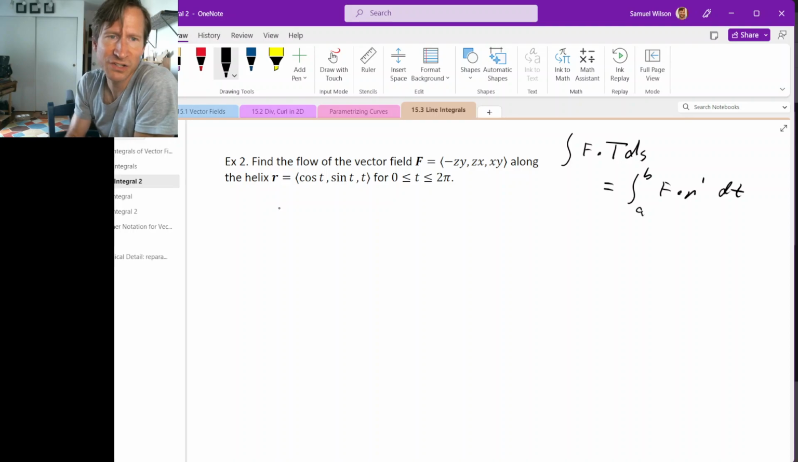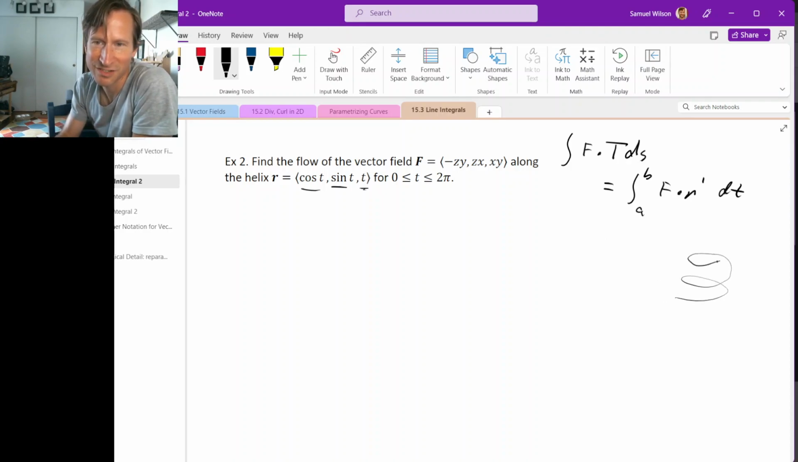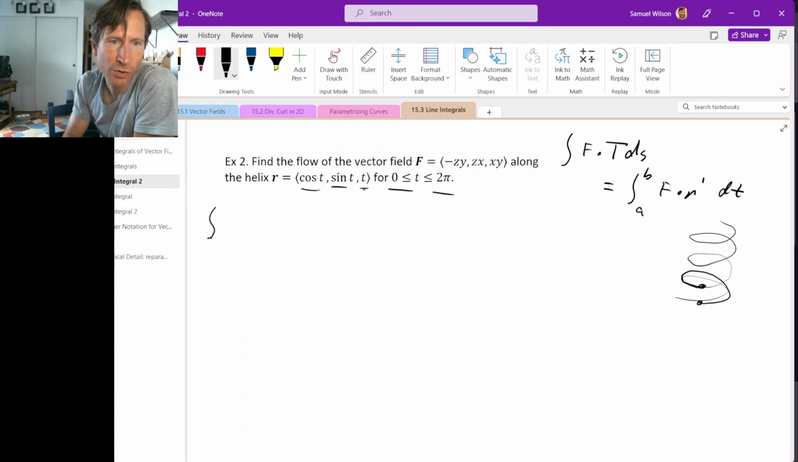So to find the flow of this vector field along this helix, in the x and y direction, this is going around a circle, but in the z direction, it's going up at a constant rate. So this parametric curve is a helix, just going like this. And we're going to find the flow along this helix for 1 turn. We're going from t equals 0 to 2 pi, so that's going to be just 1 loop of the helix. All right, so we're going to integrate from 0 to 2 pi F dot r prime dt.